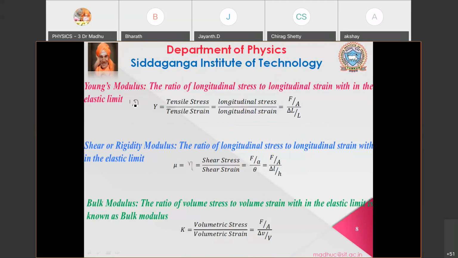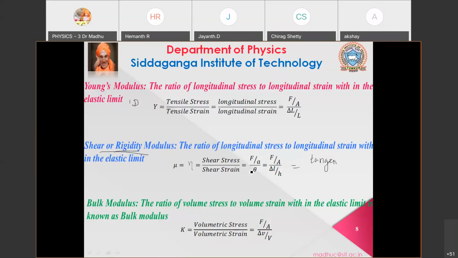So the second one is your one dimensional one. Next you go for two dimensional. Two dimensional is shear or rigidity modulus. It is related with your shear stress to shear strain. What is the other name for shear stress? Tangential. Yes, right. So you can write it as tangential stress by tangential strain. There is no restriction that you have to use only shear or only tangential. Both are correct, so you can use any one of them.